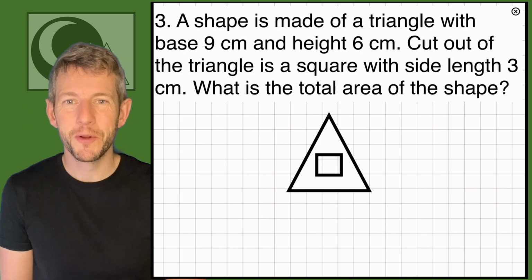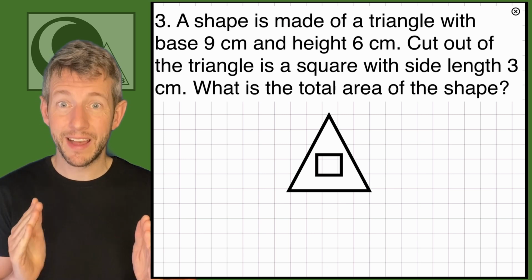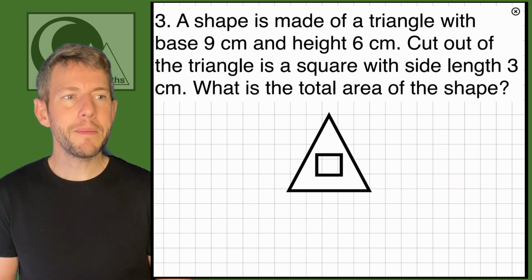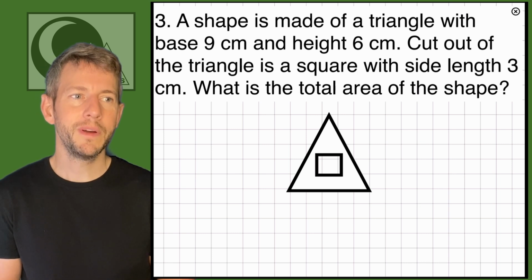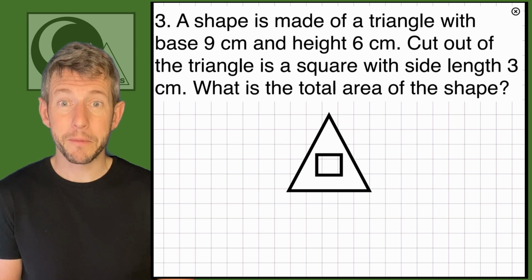Right, so in practice question 3 we have a different type of compound shape, and in this shape we're removing a part. Let me first read the question and then we'll have a look. A shape is made of a triangle with a base 9 centimeters and a height 6 centimeters. Cut out of the triangle is a square with a side length of 3 centimeters. What is the area of the remaining shape?